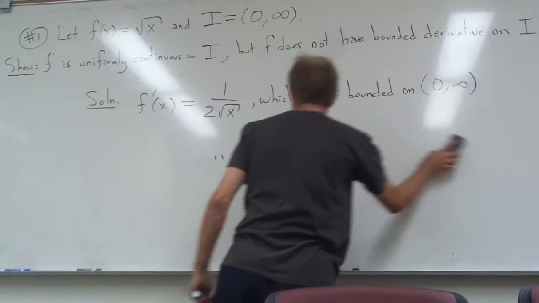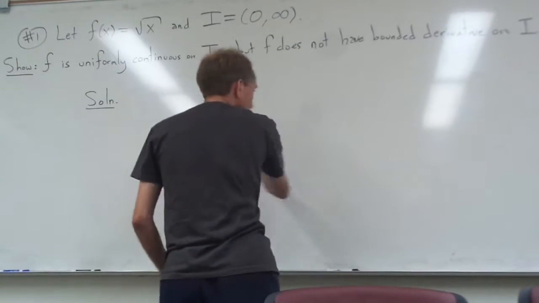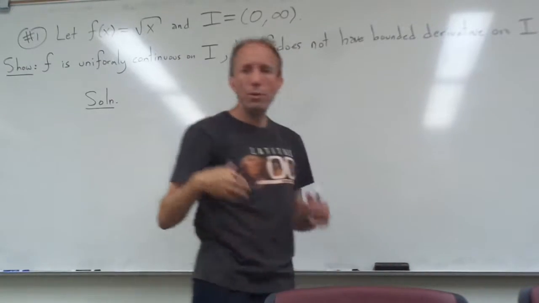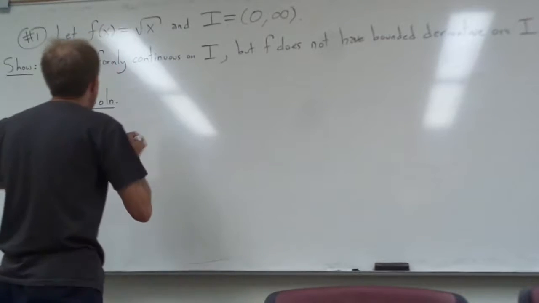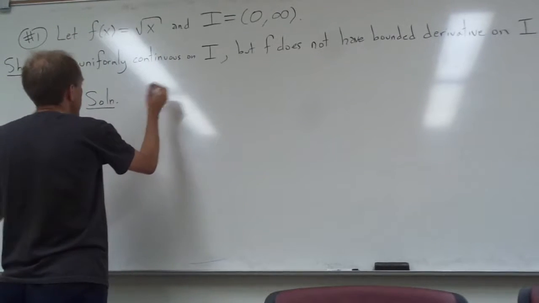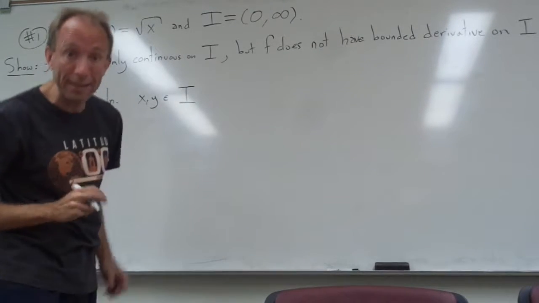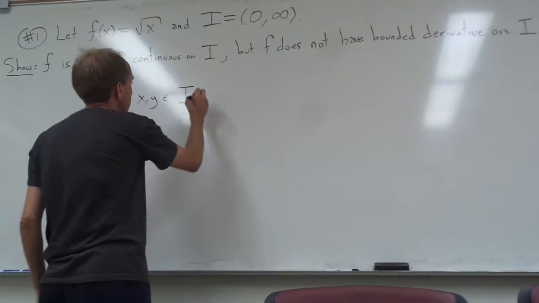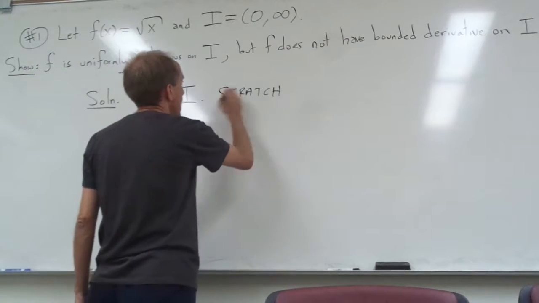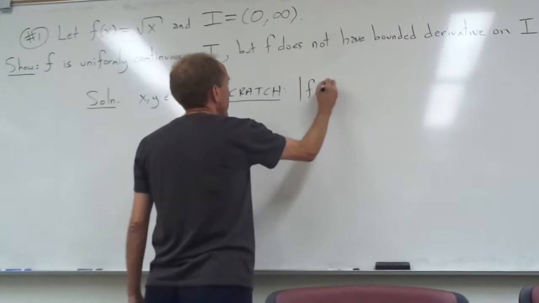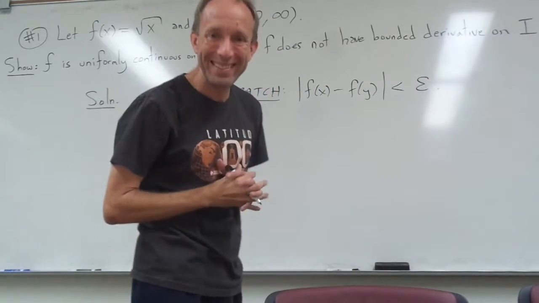However, I'm going to go ahead and erase this. You can rewind me if you need to see this in more detail. If we look at the uniform continuity part of it, of course, we usually would start out with our scratch work. Remember, we're going to take 2 points, x and y, that are both in I, and we want, in our scratch work, to have the absolute value of f of x minus f of y less than some given epsilon.